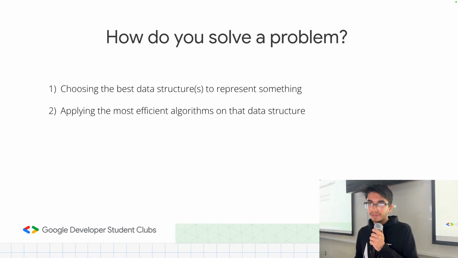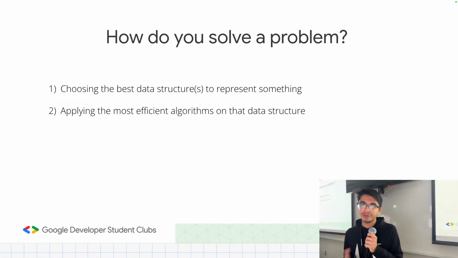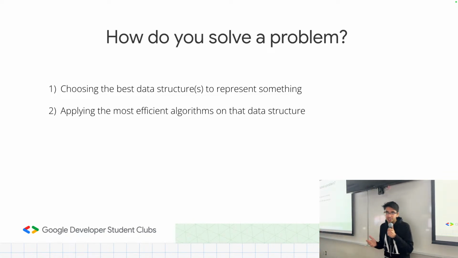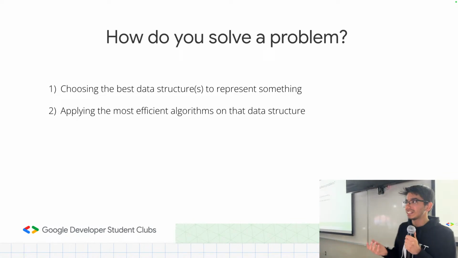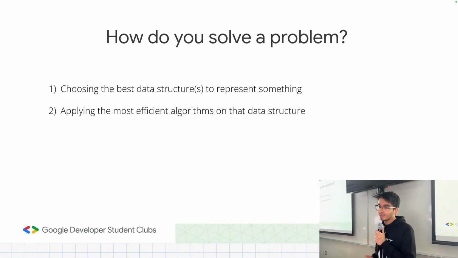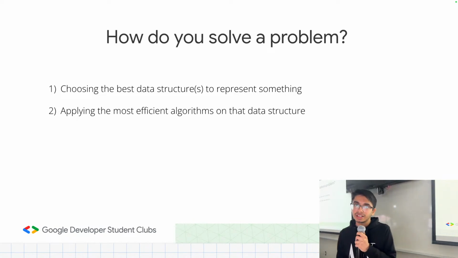So, how do you solve a problem? Well, choose the best data structure to represent something, and apply the most efficient algorithms on that data structure. It's kind of that simple, but Trent Black's going to show an alternative approach to that too, and we're going to get into that in a bit.